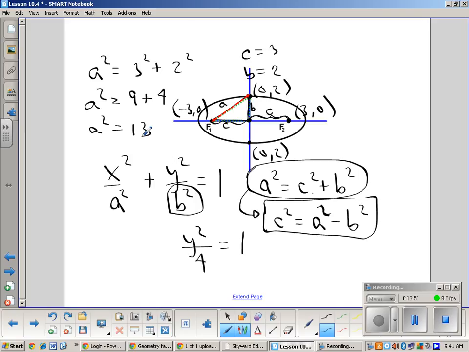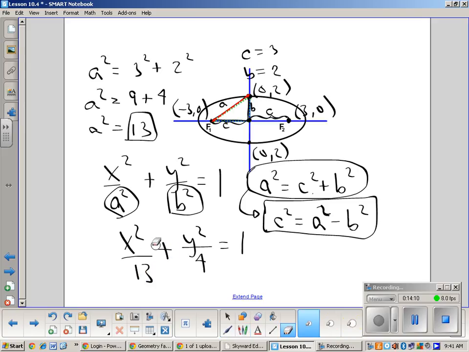But in the model, do we want A? No, we want A squared. A squared is the number that goes there, right? So we want this number. And so x squared over 13 plus y squared over 4 gives us the equation of this ellipse. Okay?